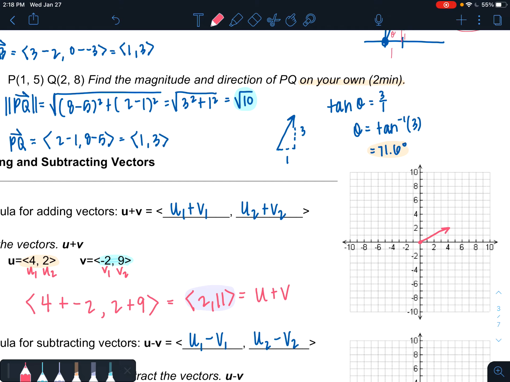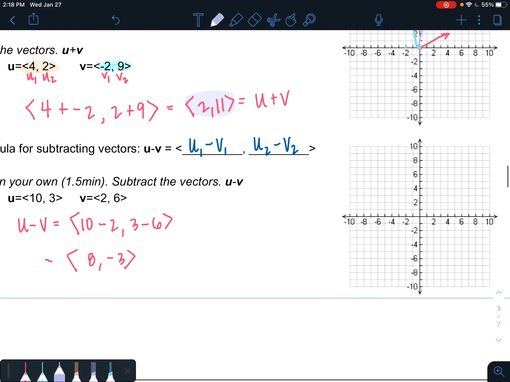Goodness gracious, that was not good. 4, 2. Then I've got negative 2, 9. Graphing that vector. And so then when we graph the purple, 2, 11, you can kind of see that it does shoot through. Gosh, that's not quite straight. Shoot through the middle there, and as a combination of both the blue and the pink.